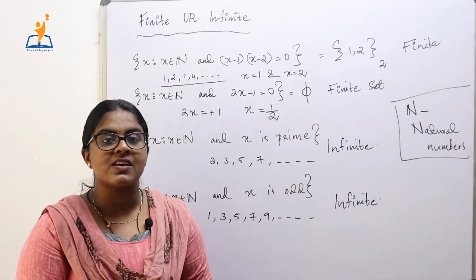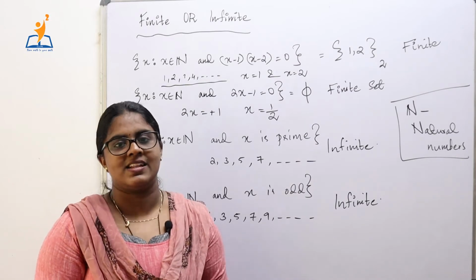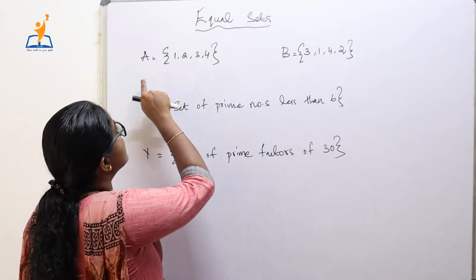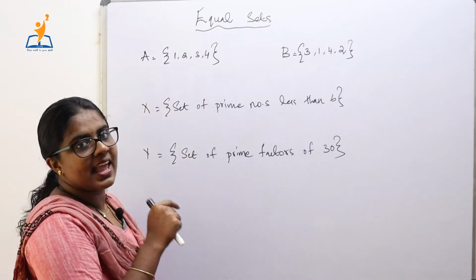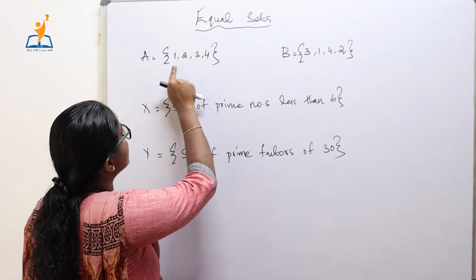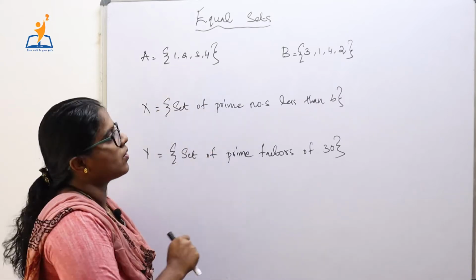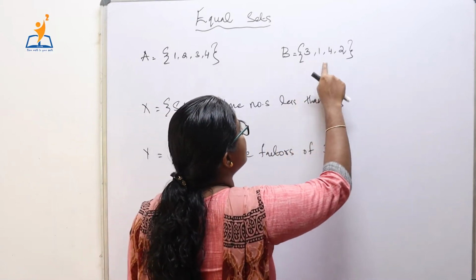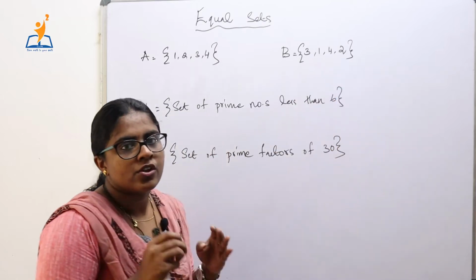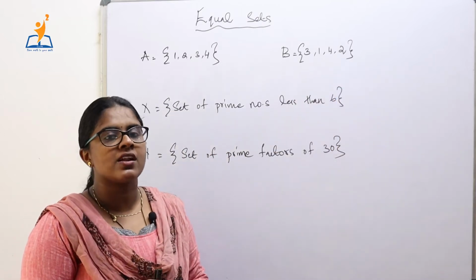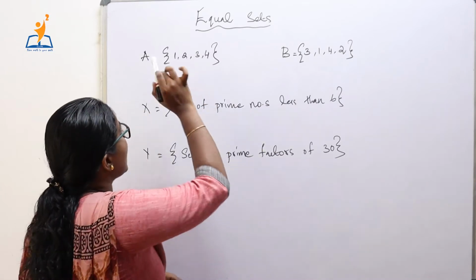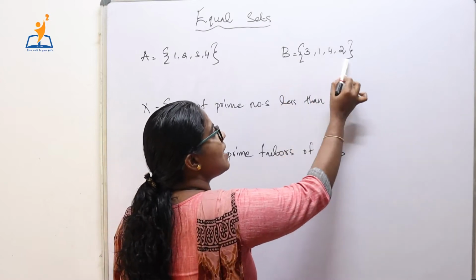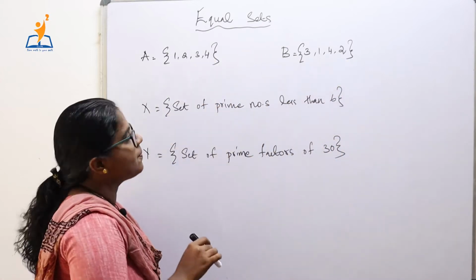Now, we are going to discuss what equal sets are. Let's consider this example. What is the set A here? It contains the elements 1, 2, 3 and 4. What about the set B? Here it contains the elements 3, 1, 4 and 2. Two sets A and B are said to be equal if every element of A is in B and if every element of B is in A.